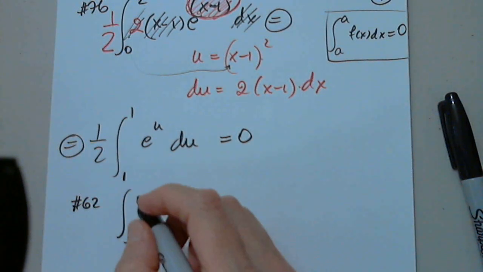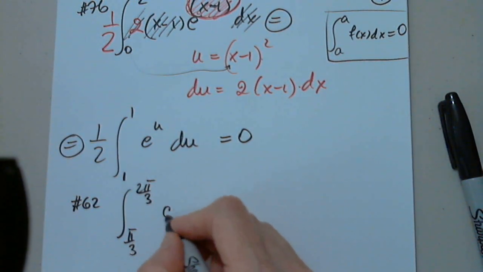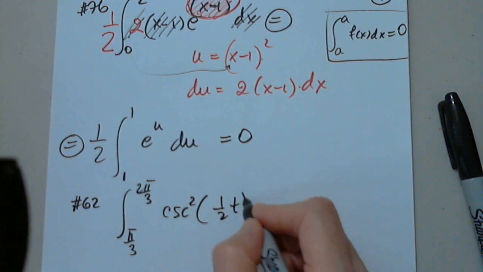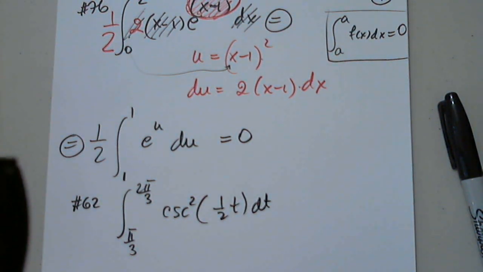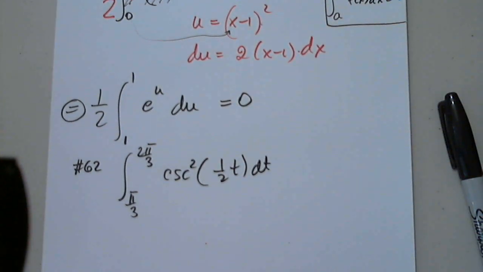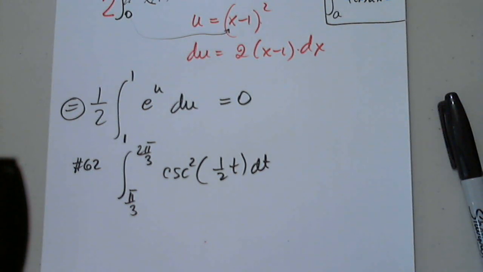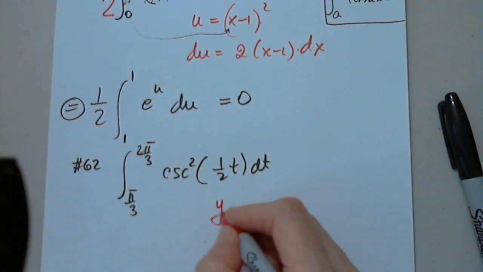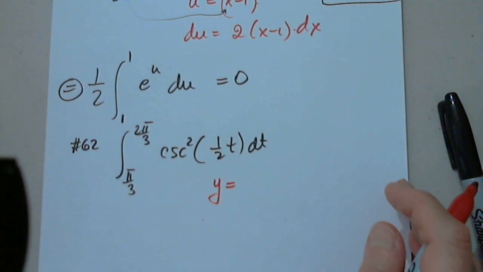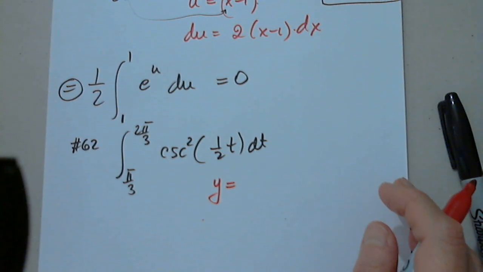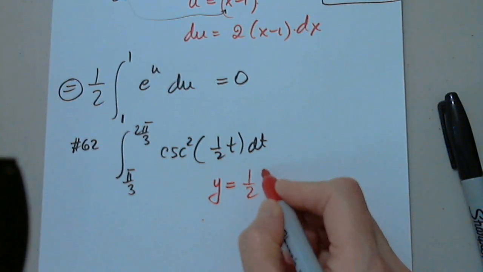To start again, 2 pi over 3 cosecant squared 1/2 t dt. You'll remember we had something similar in the first one. Okay, perfect. So what could be the problem here? What would you like to get rid of, if possible? One half t, right? Exactly.